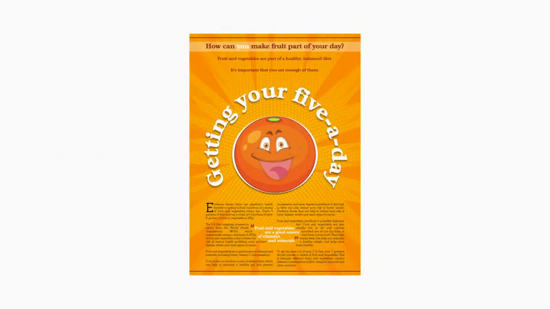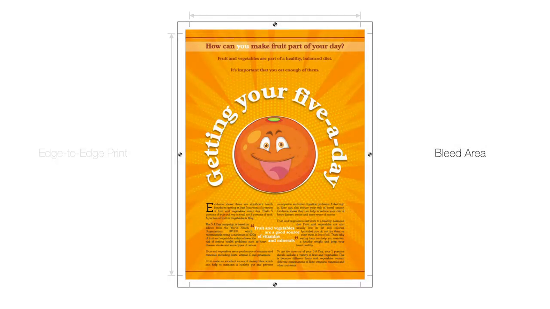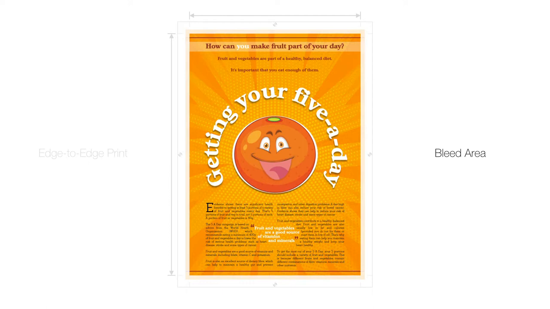Our print will require an edge-to-edge design. This means we must set a bleed area. This is an area of the layout that is cut away once the design is printed. This creates the edge-to-edge print look. It is crucial that no important aspects of the design, such as body text, are placed within the bleed area. We will now look at how to set this using our DTP software.